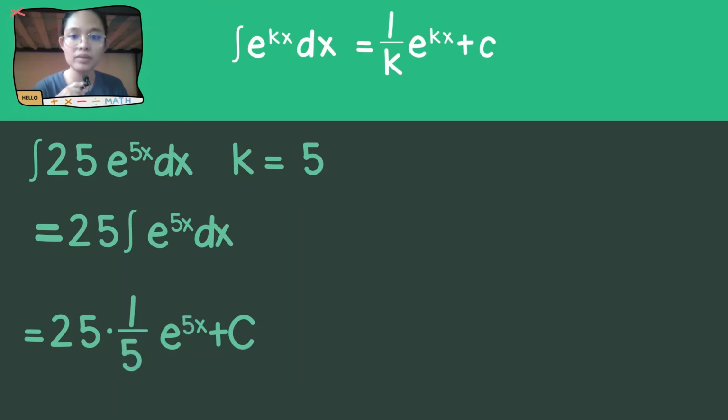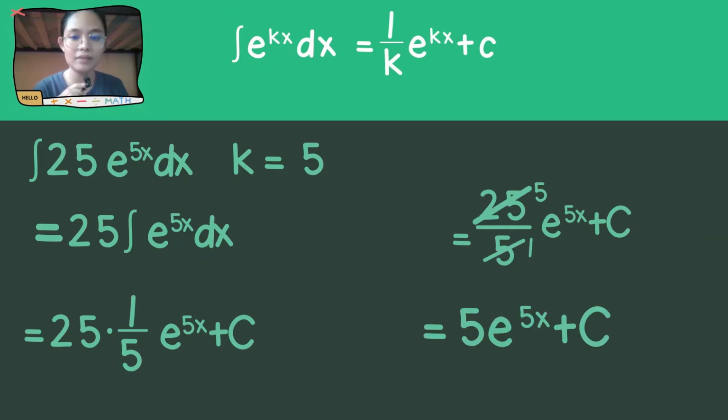Now you need to multiply it. We come up with this answer, which is 25 over 5 e raised to 5x plus c. Now, you need to simplify this, and our answer will be 5e raised to 5x plus c.